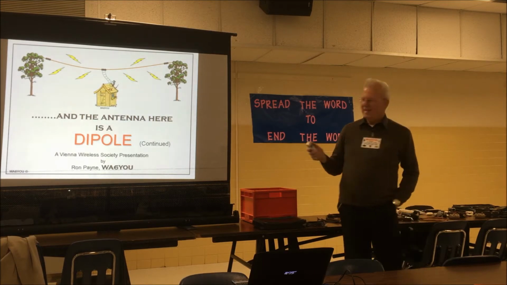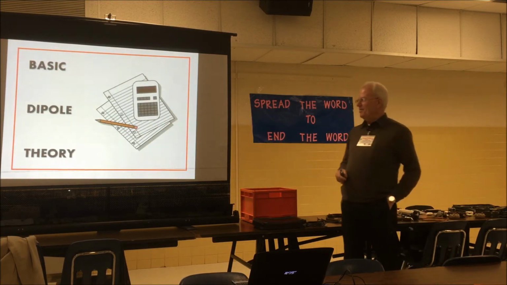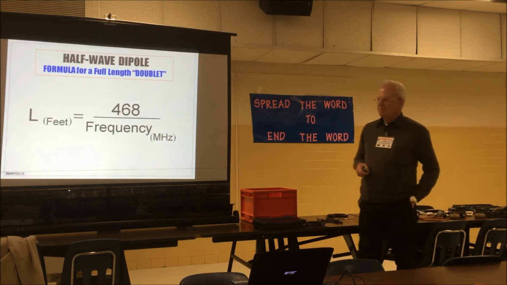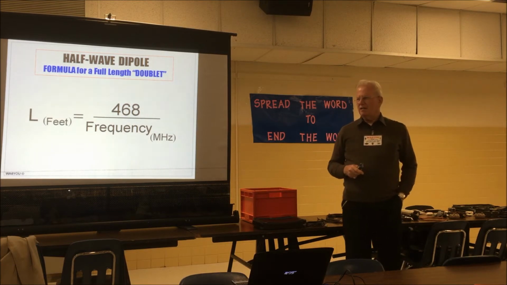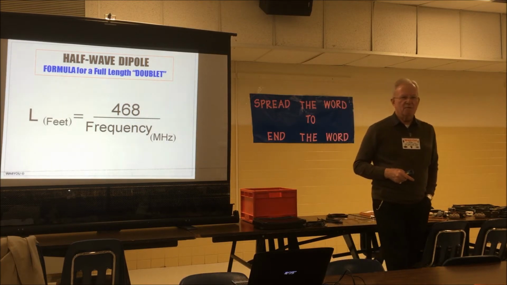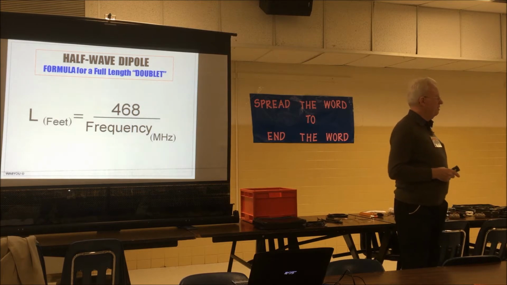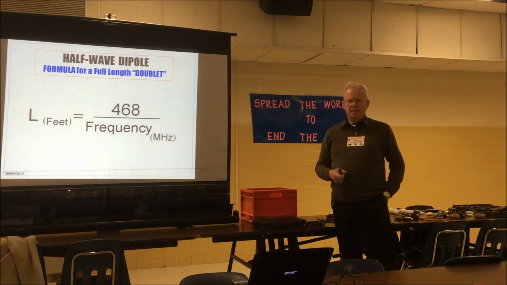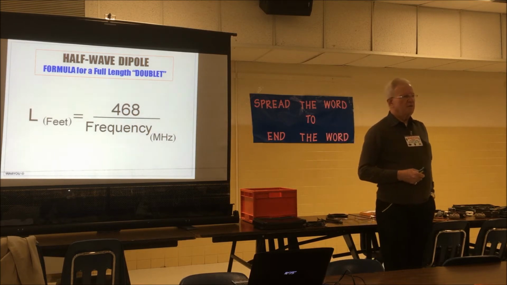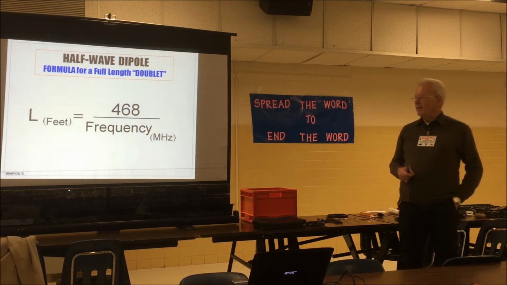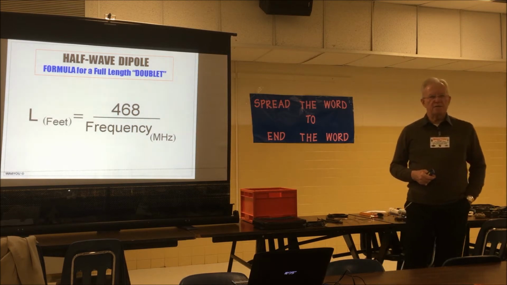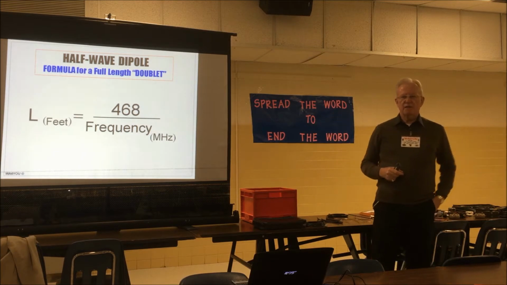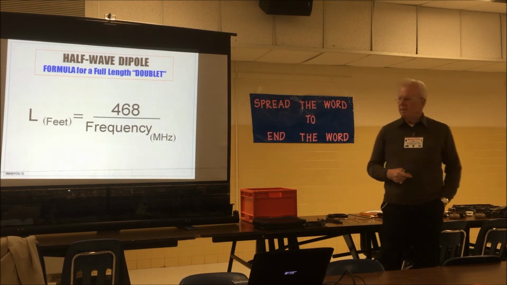So much for that. All right, basic dipole theory now. I guess we can do some math here. There is our basic formula for a dipole: 468 divided by frequency. Very easy to remember. And like I said before, the actual number is 492, but that's in free space. This one takes into account the fact that you have insulators on the end and you're making it out of wire or pipe.